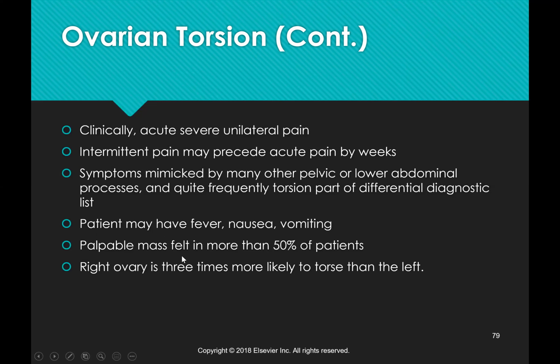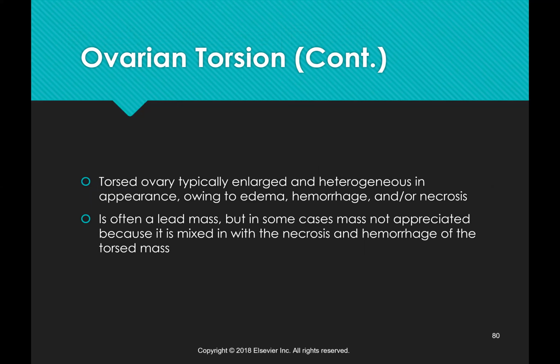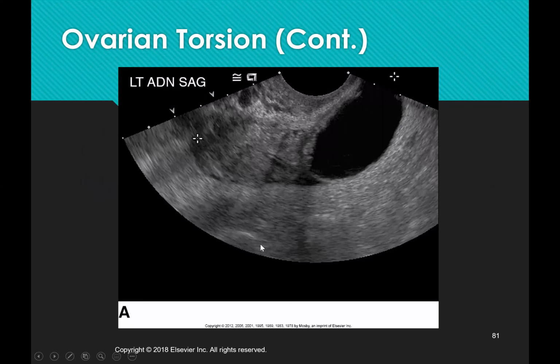And usually a palpable mass is felt because the ovary is so huge. The other thing that I want you to know is the right ovary is 3 times more likely to torse than the left. So a torsed ovary is typically enlarged and heterogeneous in appearance, owing to edema, hemorrhage, or necrosis, and is often pretty easy to see, the ones I've seen.